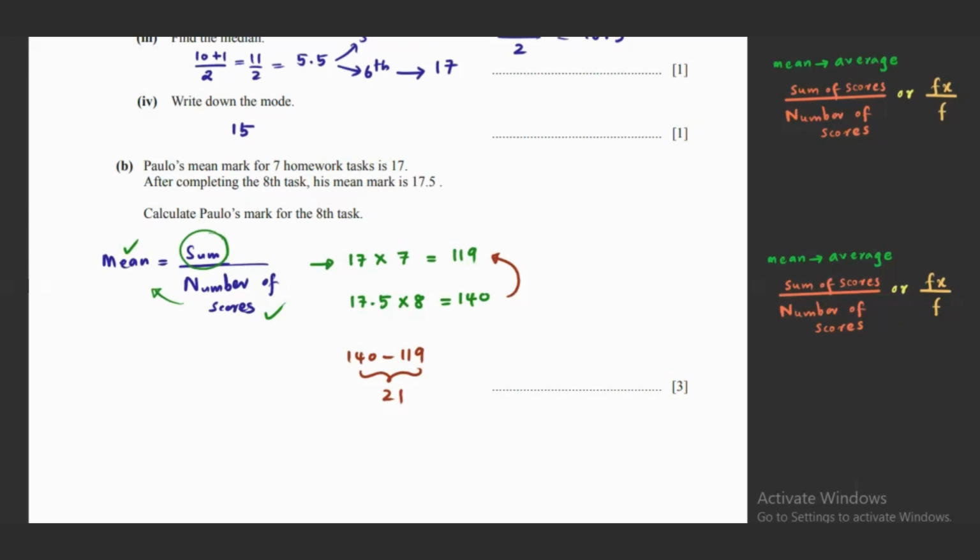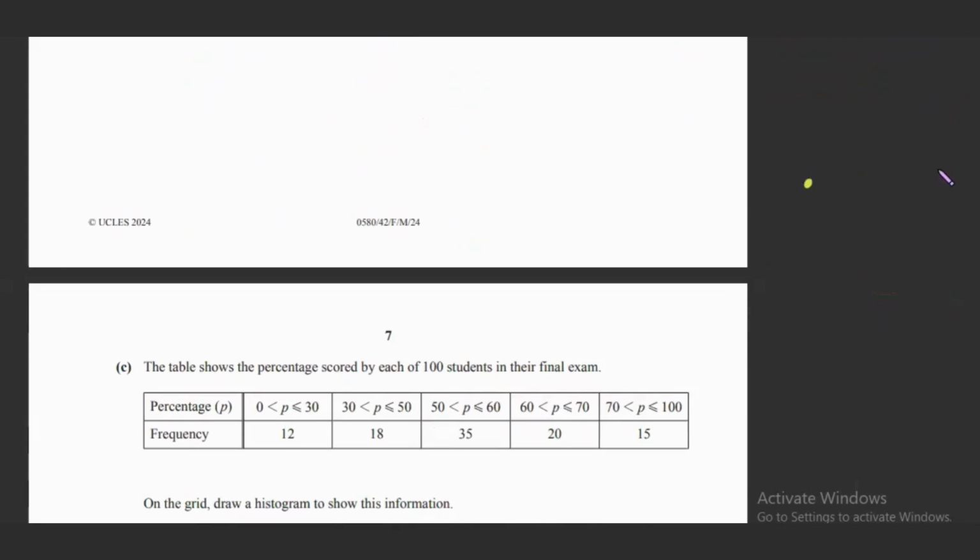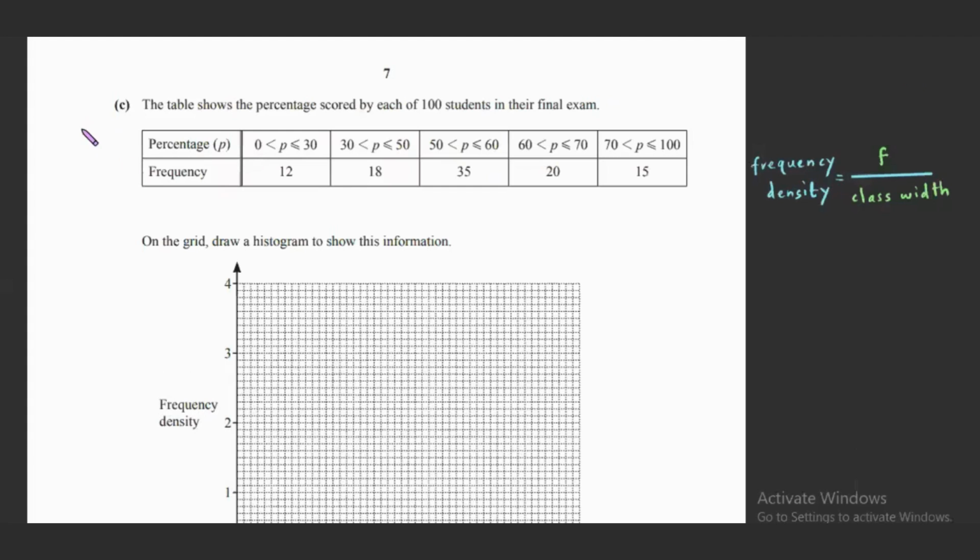Let's move on to question C. The table shows the percentage scored by each of 100 students in their final exam. So 0 to 30, the frequency is 12, 30 to 50, it's 18, 50 to 60, it's 35, 60 to 70, 20, and 70 to 100, it's 15. On the grid, draw a histogram to show this information.